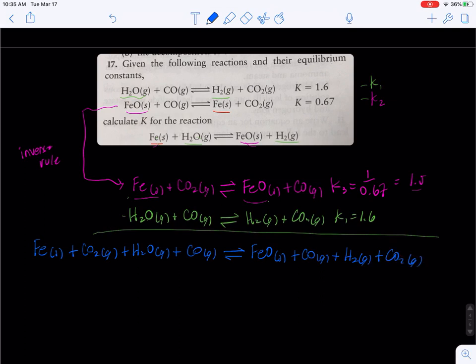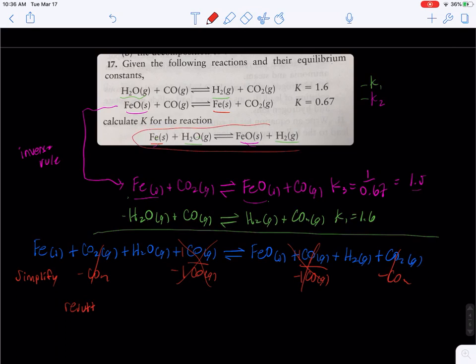Okay, and what you'll notice here is that we can simplify it, and I think I simplified it in red last time. There are some terms that occur: there's a CO gas and a CO gas. There's one here and one here, so we can subtract one CO gas from each side, just kind of like math, and that goes away. Same thing with CO2. We can subtract a CO2, and that goes away. And the result of your simplified equation is this one right here.